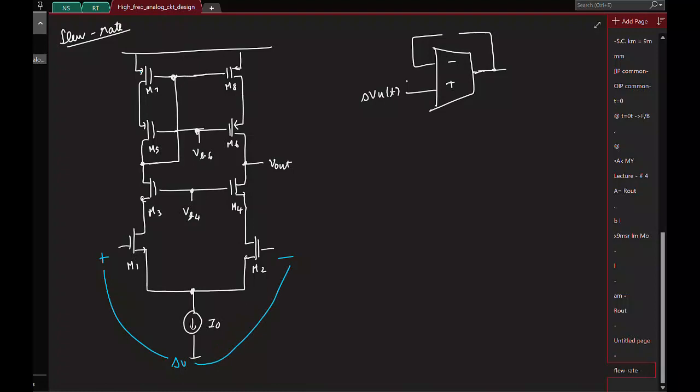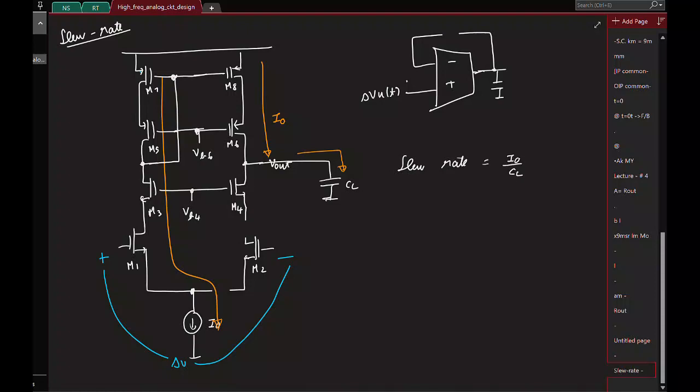So now tell me what happens if delta V is very, very large, beyond some voltage. What will happen? I0 will flow to M1. So M2 can be considered to be out. And of course at the output I have a capacitor. I forgot to add that here. So I0 basically flows like this. The same I0 is going to be mirrored here, and that's going to flow through the capacitor CL. So what is slew rate? Same thing, I0 by CL.